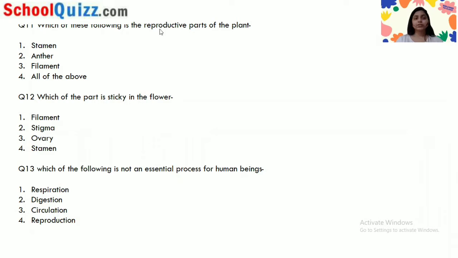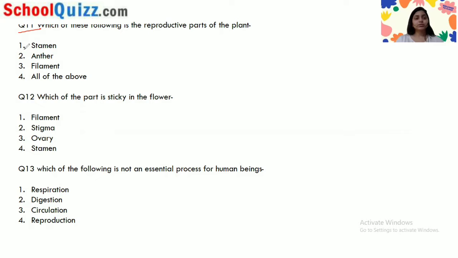So let's start today's class, and today we will discuss the multiple choice question series of chapter 8. Okay, so let's start. You have question number 1: Which of the following is the reproductive part of the plant? Reproductive parts of the plant. Let's do the question, then we will describe.